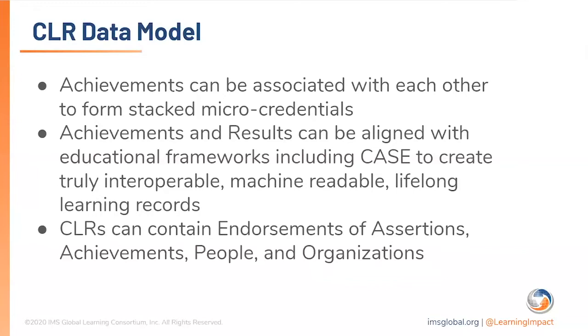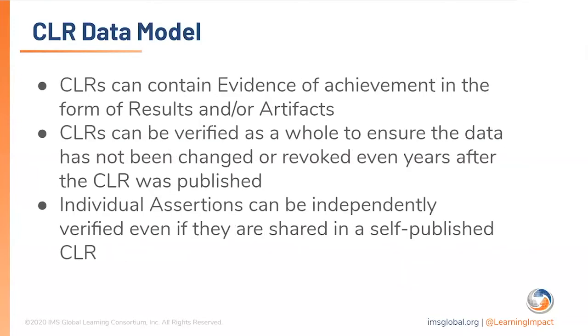CLRs can contain endorsements of assertions, achievements, people, and organizations. CLRs can contain evidence of achievement in the form of results and/or artifacts. CLRs can be verified as a whole to ensure the data has not changed or been revoked even years after the CLR was published. And individual assertions can be independently verified even if they are shared in a self-published CLR. Next, I'm going to describe the CLR REST API.